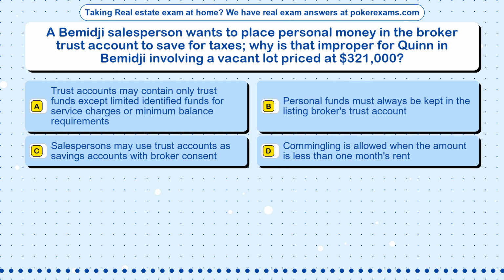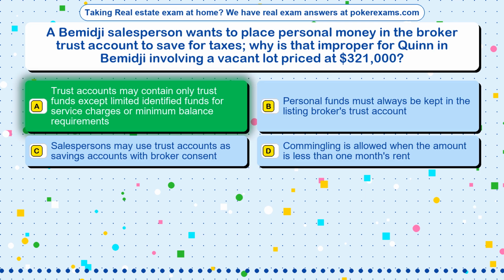Question 49. A Bemidji salesperson wants to place personal money in the broker trust account to save for taxes. Why is that improper for Quinn in Bemidji involving a vacant lot priced at $321,000? Option A. Trust accounts may contain only trust funds except limited identified funds for service charges or minimum balance requirements. Option B. Personal funds must always be kept in the listing broker's trust account. Option C. Salespersons may use trust accounts as savings accounts with broker consent. Option D. Commingling is allowed when the amount is less than 1 month's rent.